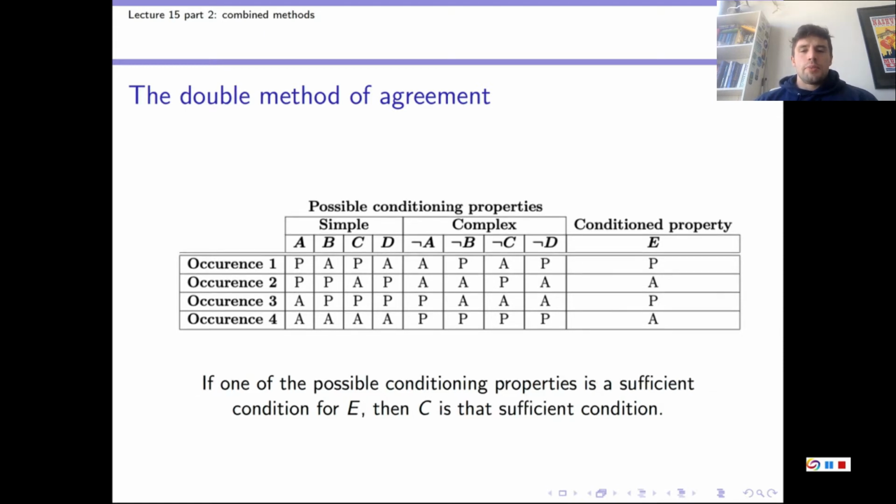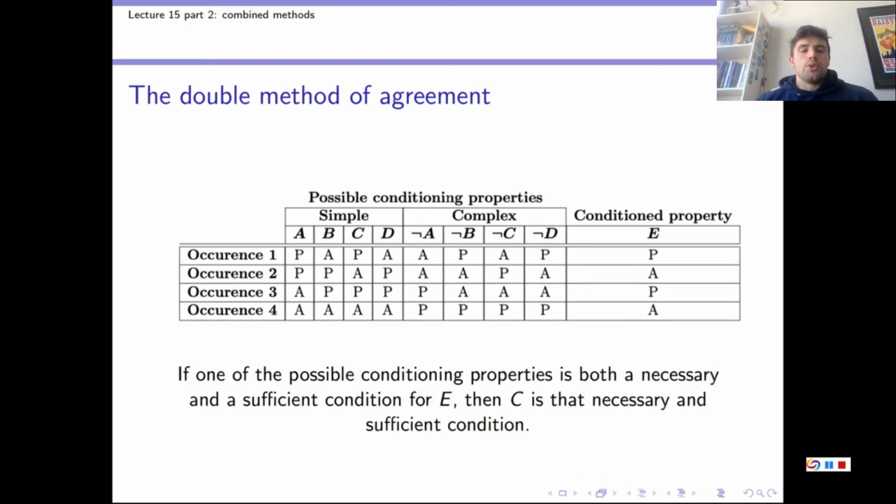Okay, so you should have eliminated A, B, D and not C in occurrence 2 because they are all present while E is absent. And you should have eliminated not A, not B, not C and not D in occurrence 4 for the same reason. They are all present while E is absent. So the conclusion is, if one of the possible conditioning properties is a sufficient condition for E, then C is that sufficient condition. So here is the last question.